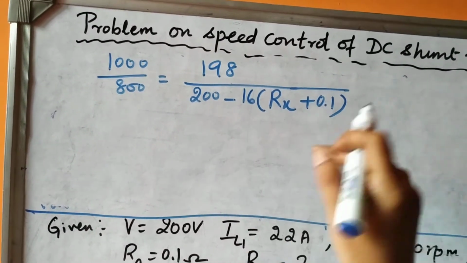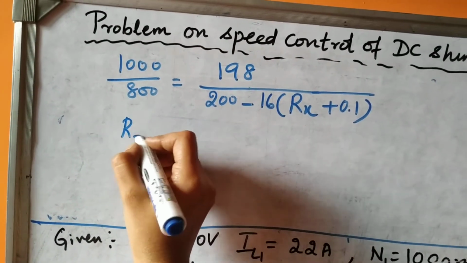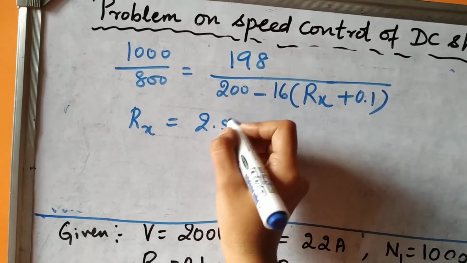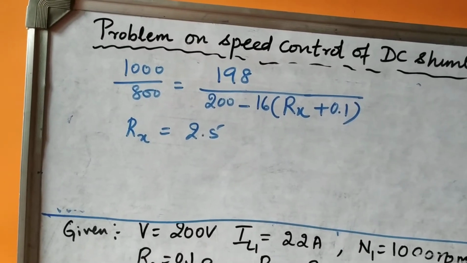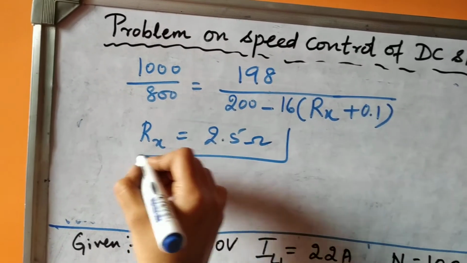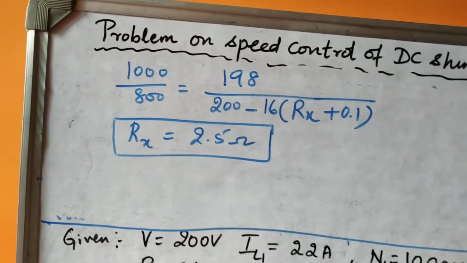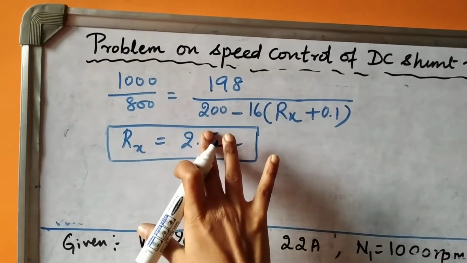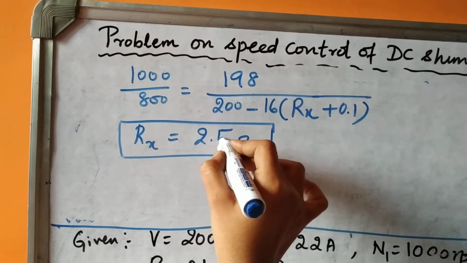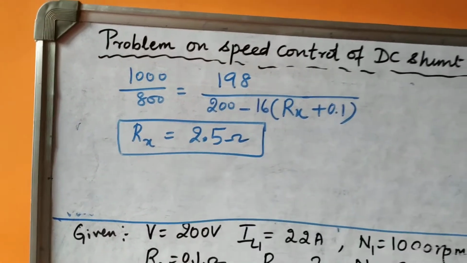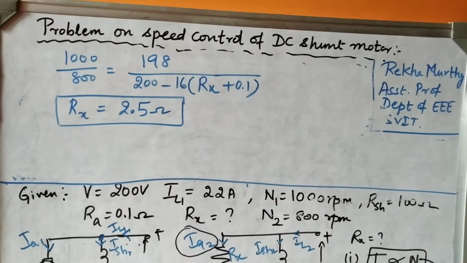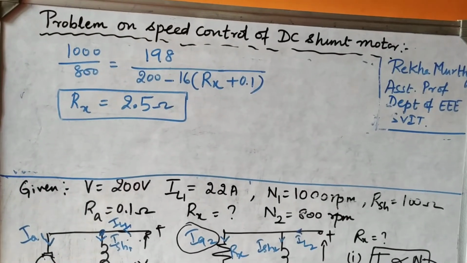So we'll get the answer Rx as around 2.5 ohms. So we'll get the Rx value as 2.5 ohms. Okay, fine. So this is about the first case.